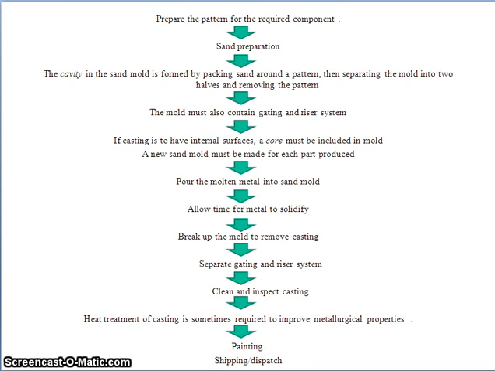The mold must also contain the gating system as well as the risering system. The gating system is nothing but the passageway through which the molten metal will enter the mold cavity. If the casting is to have internal surfaces, a core must be included in the mold. A new sand mold must be made for each part produced. Now, once the mold is ready for pouring, the metal is melted in a furnace, and the same is transported through the ladles from the furnace to the mold. The molten metal is then poured into the mold cavity.